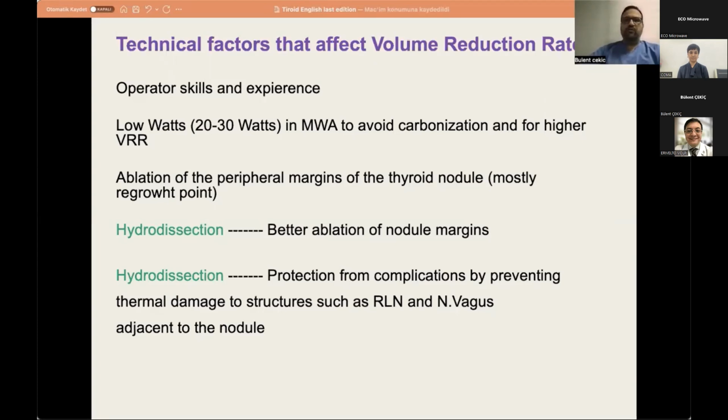And we must use hydrodissection. It allows better ablation of nodule margins. And if we use hydrodissection, it protects from complications by preventing thermal damage to structures such as the recurrent laryngeal nerve and the vagus nerve.